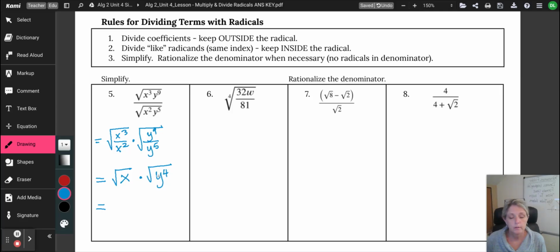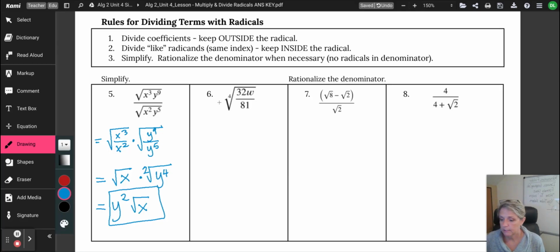Now we know that if the index is 2 and the exponent is 4, we can divide just like we did in the last lesson. And so the square root of y to the 4th is going to be y squared. And then we're going to keep our square root of x. So notice that the terms that do not have radicals are going to come first. They're typically going to come in alphabetical order, and then there'll be the radicals inside.